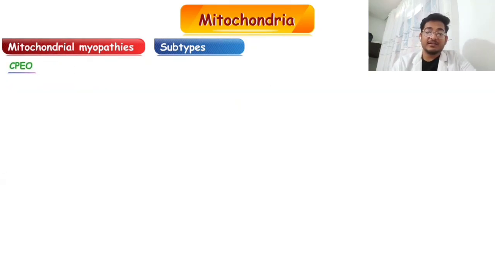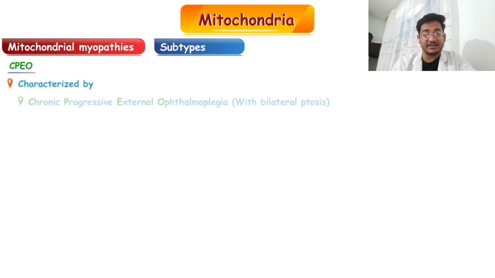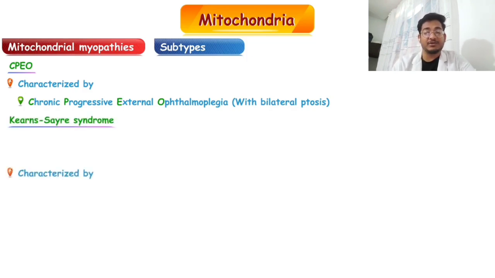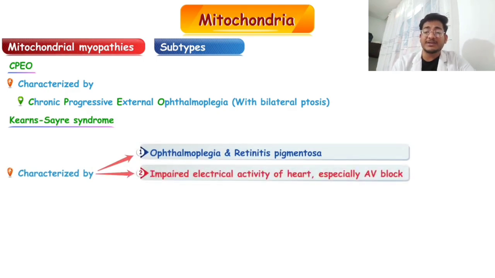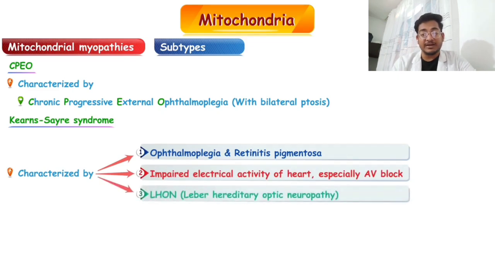Now the final subtype is CPEO, characterized by chronic progressive external ophthalmoplegia with bilateral ptosis. Kearns-Sayre syndrome is characterized by ophthalmoplegia and retinitis pigmentosa, impaired electrical activity of the heart, especially AV block. LHON, that is Leber hereditary optic neuropathy.